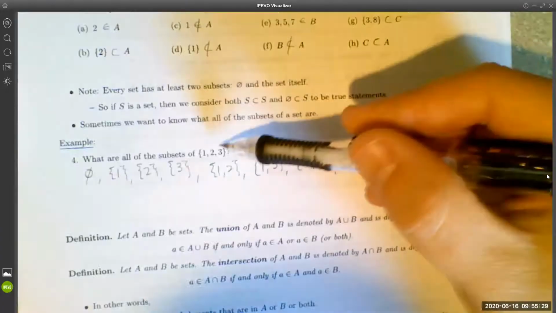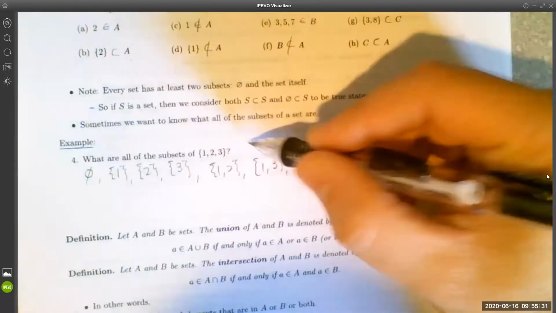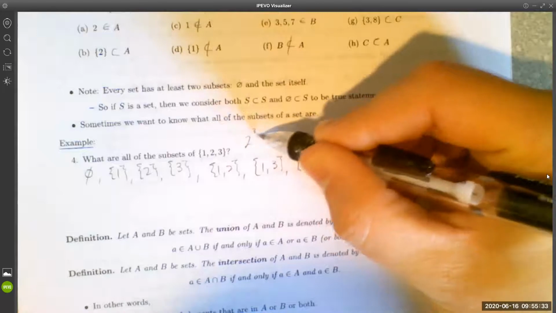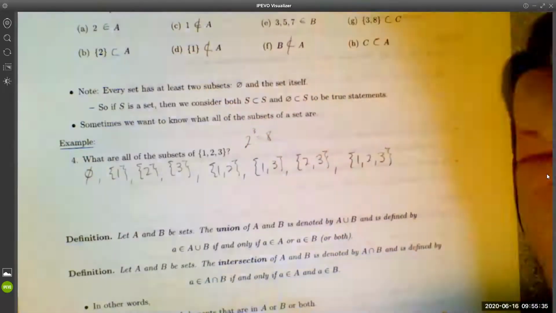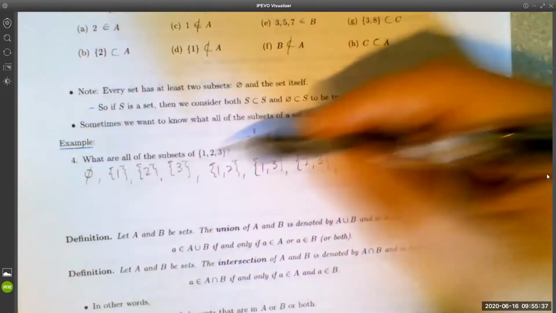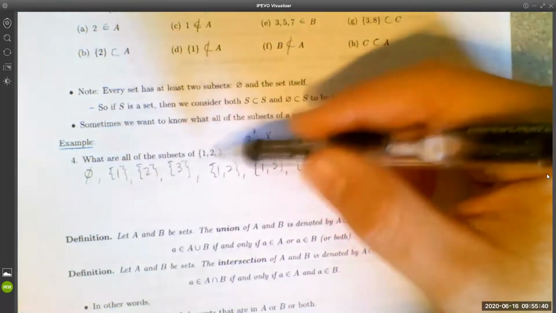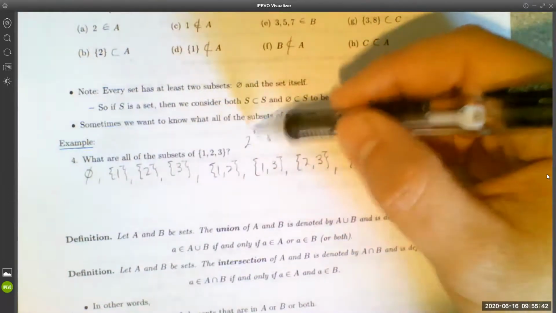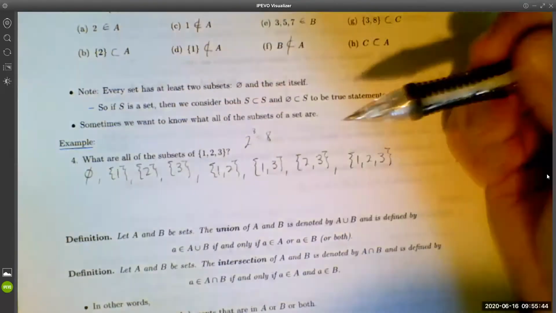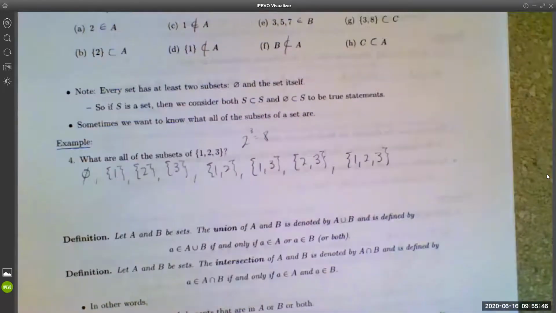Notice that we have 3 elements. 2 cubed equals 8. And that's not a coincidence, right? It's always the case that the number of subsets of a finite set is 2 to the power of the number of elements in the set. So that's kind of an interesting little fact. Not really useful. We're probably not going to get into that a whole lot more. But that's the idea there.